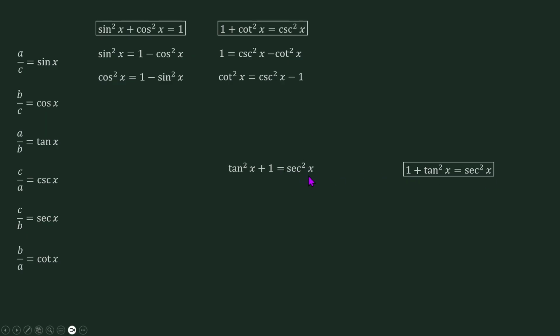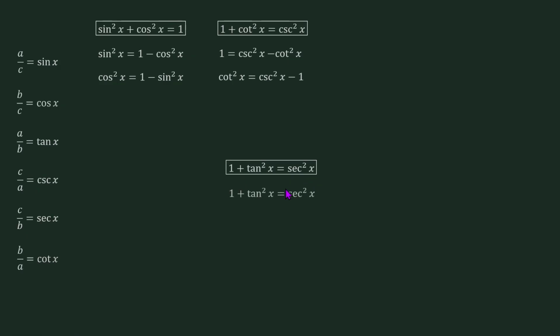So these are similar equations already. Even though the leading term here, or the first term, is 1, they are still the same because the operation between them is addition. So let's proceed. 1 plus tangent square x is equal to secant square x.